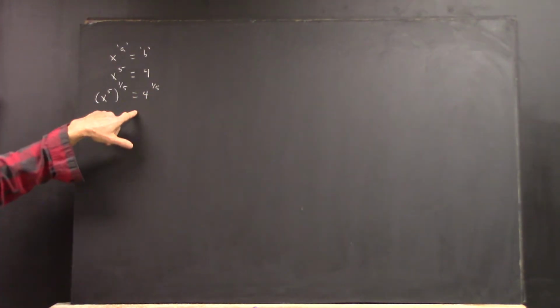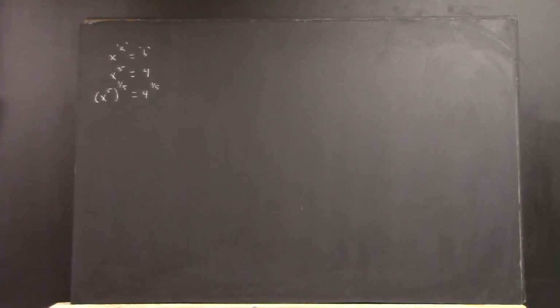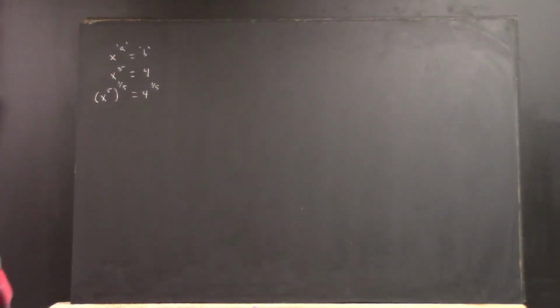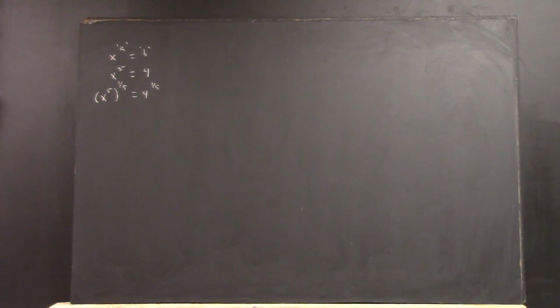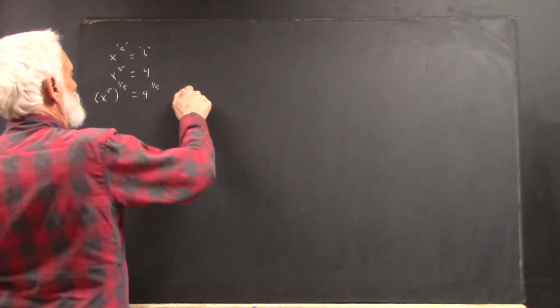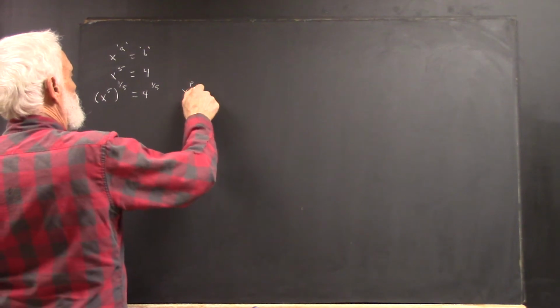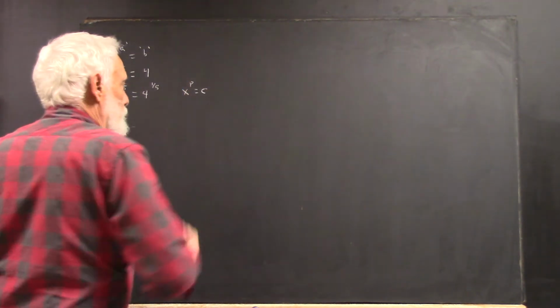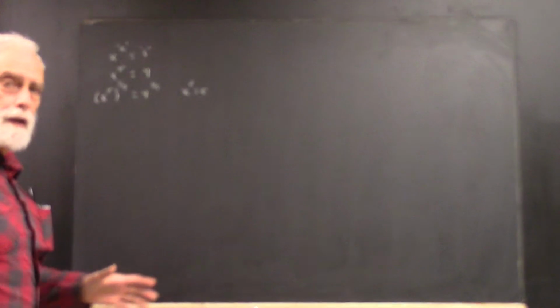What rule did I use to do that? What heuristic? It's actually a heuristic, not a rule. Well, it's the very first one down below the laws of exponents. And you would want to document that. You want to say x to the p equals c. You don't have to write out all the words.